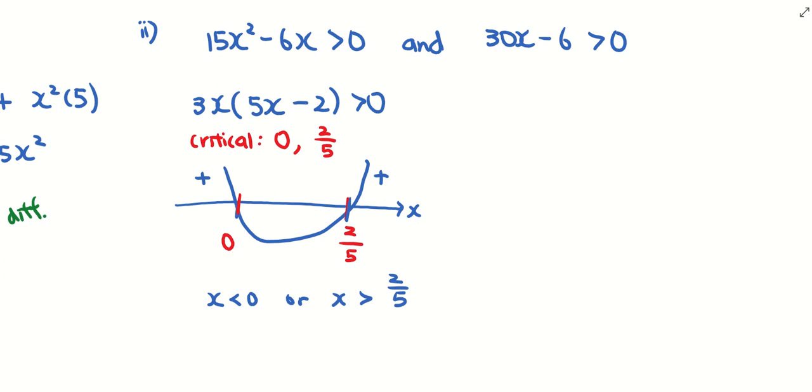The other one should be simpler. The other one is your sec 1, sec 2 inequalities. 30x more than 6. The sign doesn't change when we divide both sides by 30. So x is more than 1/5.